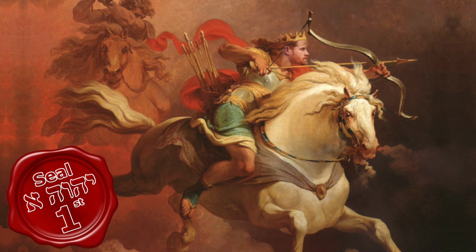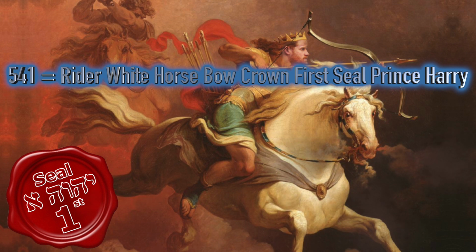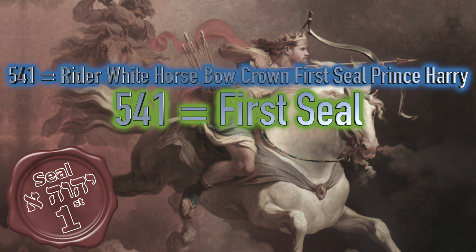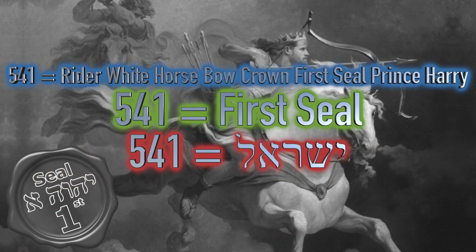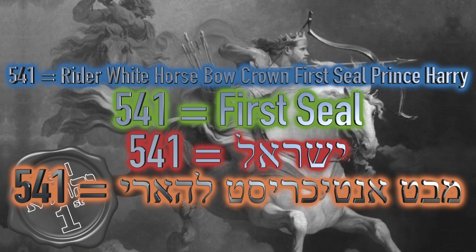The number 541, which I mentioned just moments ago, is a special number. Not only using ordinal English Gematria does 541 equal rider, white horse, bow, crown, first seal, Prince Harry, but it also equals, using standard English Gematria, first seal, and it also equals, using standard Hebrew Gematria, Israel, and it also equals, using acrophonic ordinal Hebrew Gematria, Antichrist, look to Harry. That makes a total of 4 calculations that equal 541.